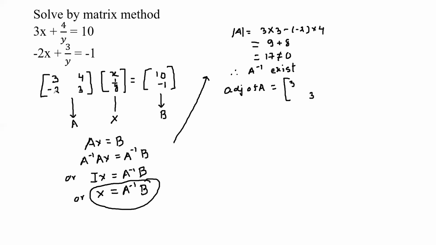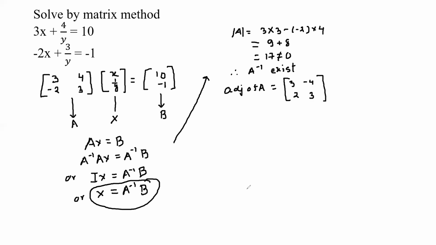So what about the secondary diagonal? It's -2 and 4. So let's just change the sign only. -2 will become positive 2, and 4 will become -4. So we got the adjoint of A.